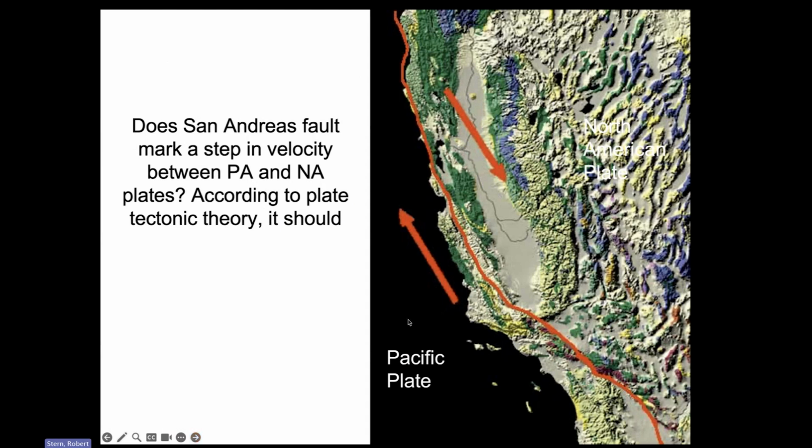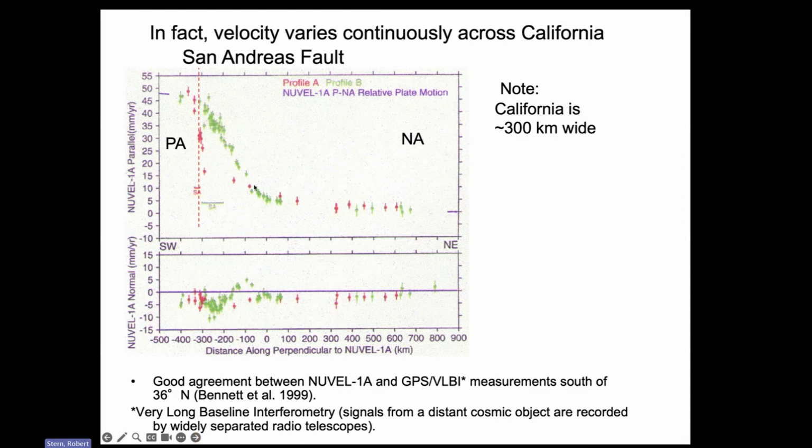So here we've got the San Andreas fault, and we can ask the question, does the San Andreas fault mark a step in velocity between the Pacific plate and the North American plate? If we think about just straight plate tectonic theory, it should. But does it? With GPS, we can actually answer that question.